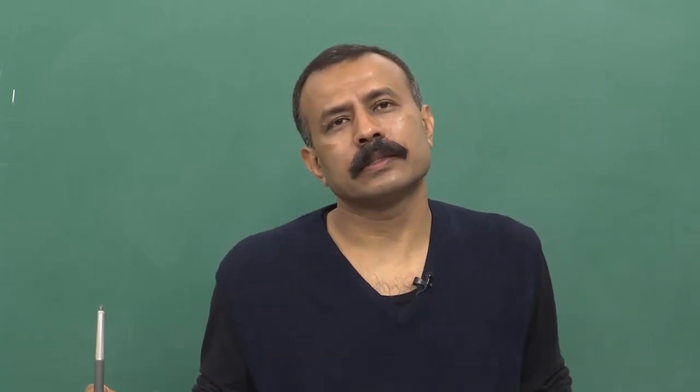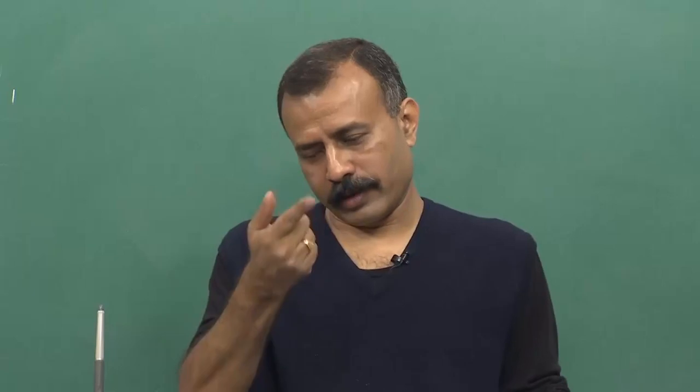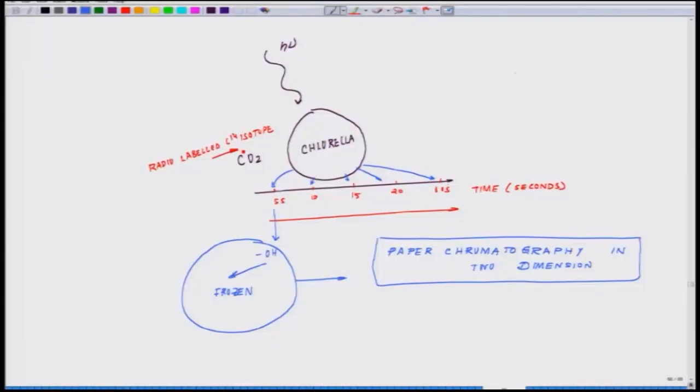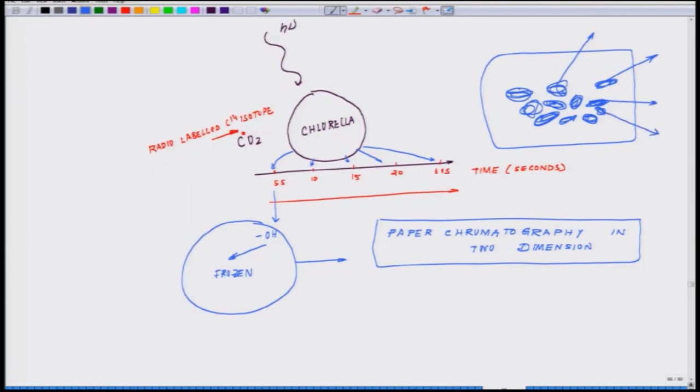But the challenge starts there. What are those products? Since 1945, for the next 10 years or so, that was the journey. If we show you the very first result with 60 seconds, the graph was extremely complex like this on a paper chromatographic plate. Now think of it, each one of them is scattered around with different molecular mass. So now you have to figure out what this blob represents, what this represents, what this represents. The larger the time window you look at, the more of these you are going to get. So they wanted to shorten the time window.